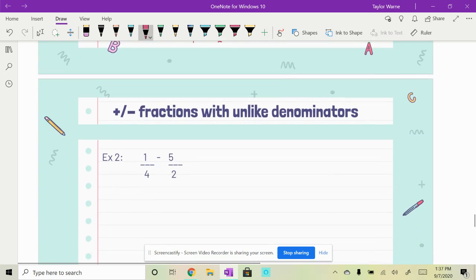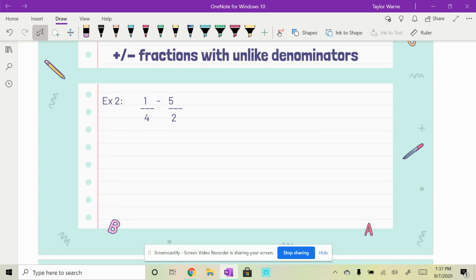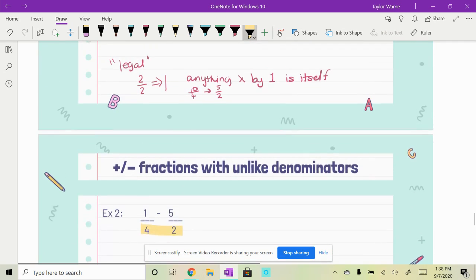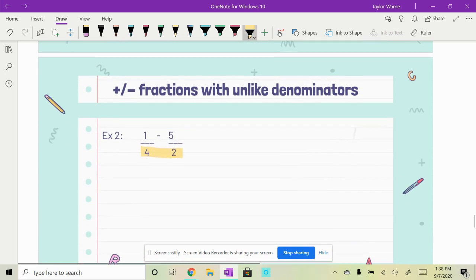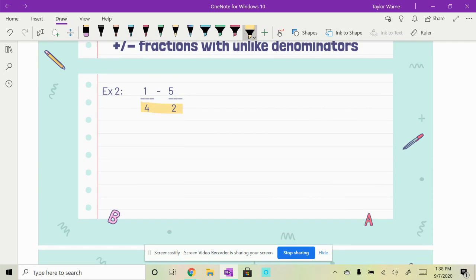Let's continue. Now let's subtract our fractions with unlike denominators. So here we have 1 divided by 4 minus 5 divided by 2. Again, we have our uncommon denominators 4 and 2. Well, we just listed them in the last problem, so we don't need to list our multiples all over again. We know that our LCM is 4.